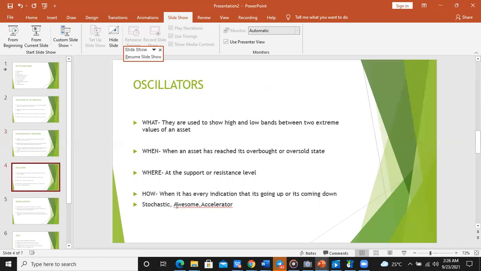Now, our first indicator that we have here is oscillators. I hope I'm taking my time to explain the things one after the other so that nobody gets missed. All right, so the first one that we have here is oscillators. So just as I told you, when you see an indicator, you need to know what it is used for or what it is. You need to know when to use it. You need to know where to use it. And then you need to know how to use it.